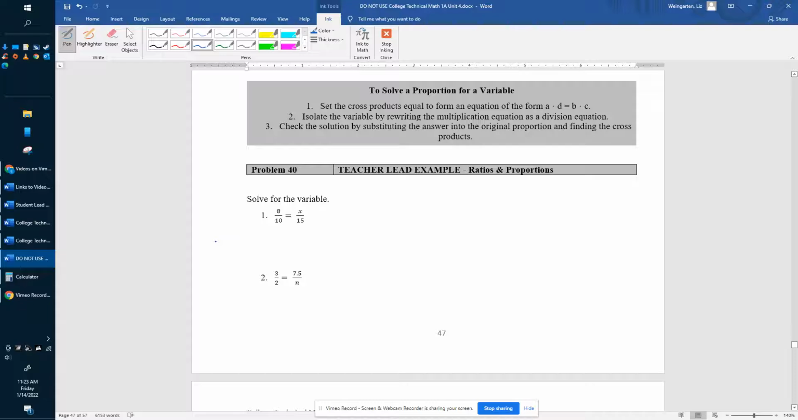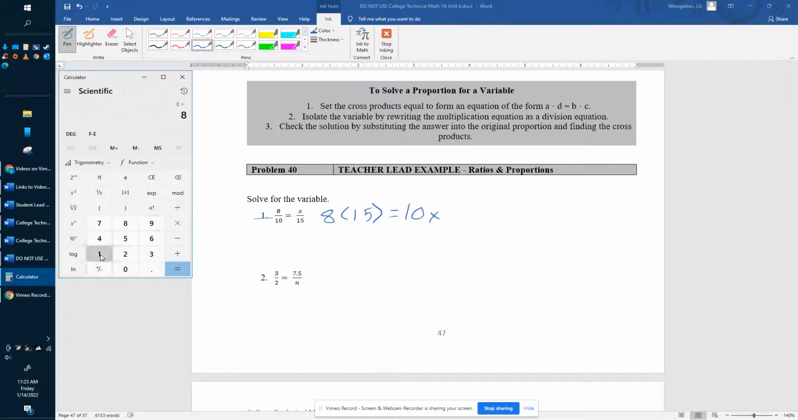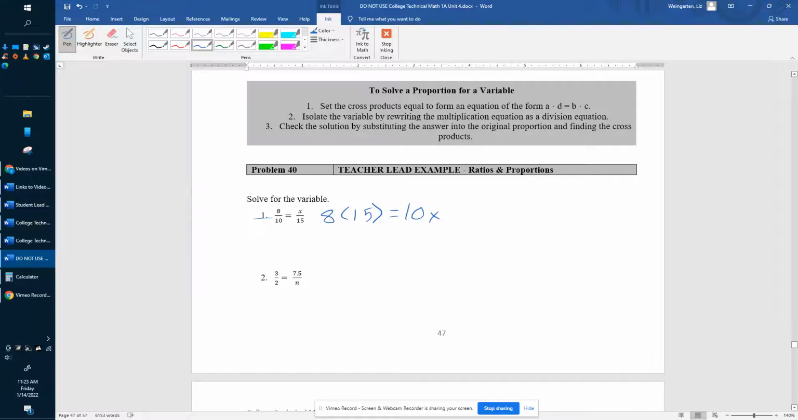So let's do this. Cross-multiplying, we get 8 times 15 equals 10x. What is 8 times 15? 120. Divide both sides by 10, we get 12 equals x. Let's see if this is true.